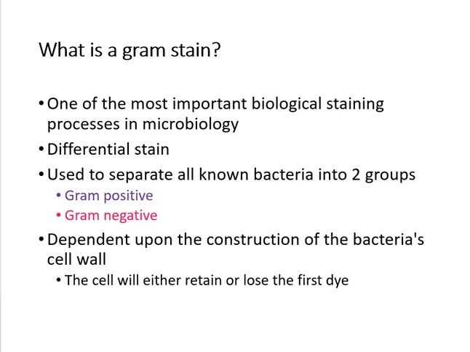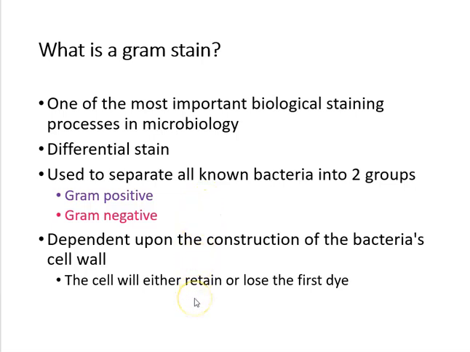Gram stain, again, one of the most important stain processes in micro. It can be done on a stat basis. So when somebody comes in and you think they might have bacterial meningitis, a stat Gram stain will be ordered on that spinal fluid, and we can say, yes, there is bacteria in the spinal fluid, or no, there's not bacteria. And then it's maybe a viral meningitis, okay? So it is used to differentiate these bacteria into two groups, Gram positive or Gram negative.